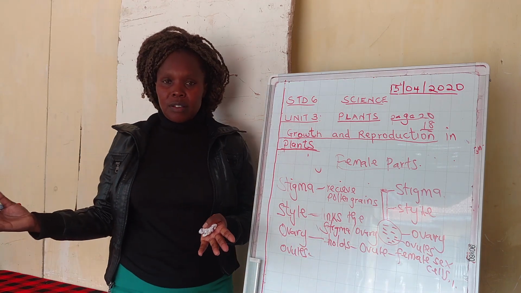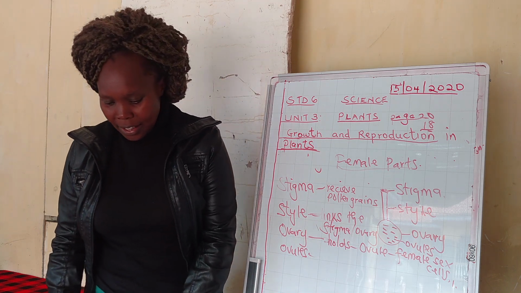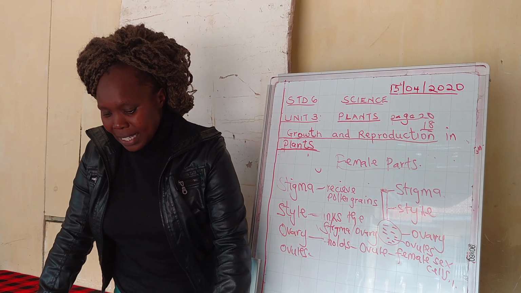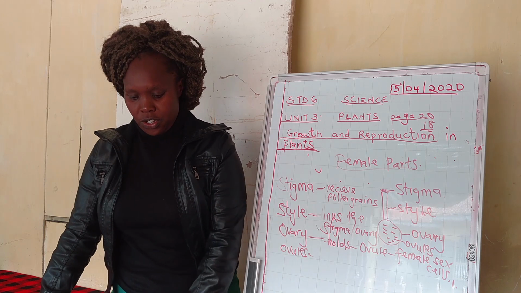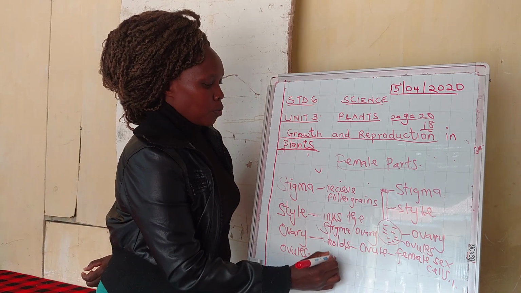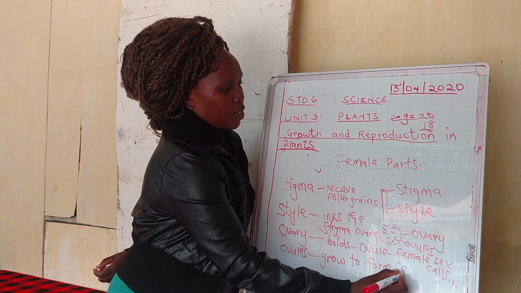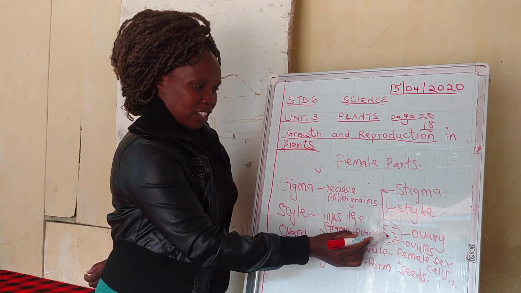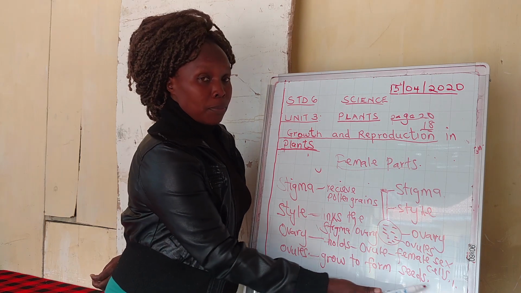What is the function of the ovules? The ovules are the female sex cells. After fertilization, they grow to form seeds. The ovules, which are inside the ovary, grow to form seeds.